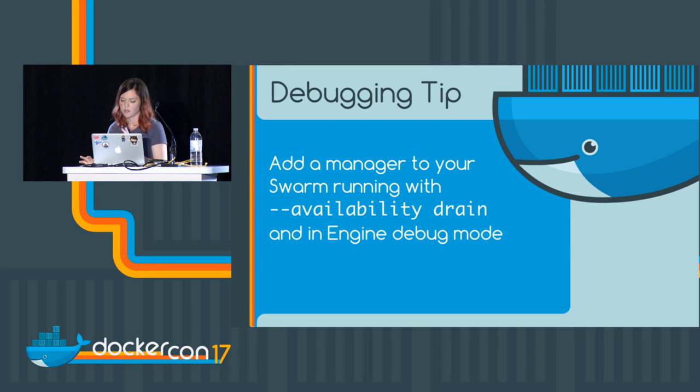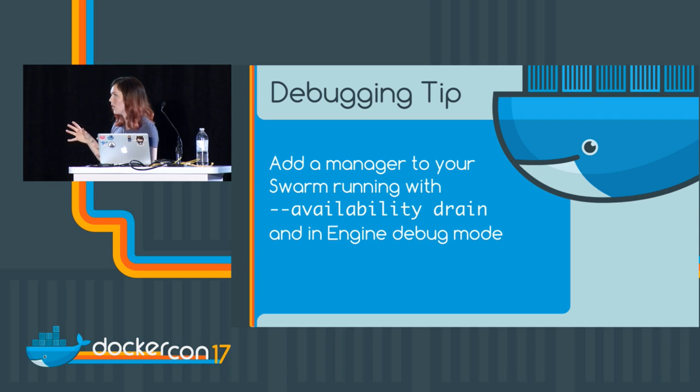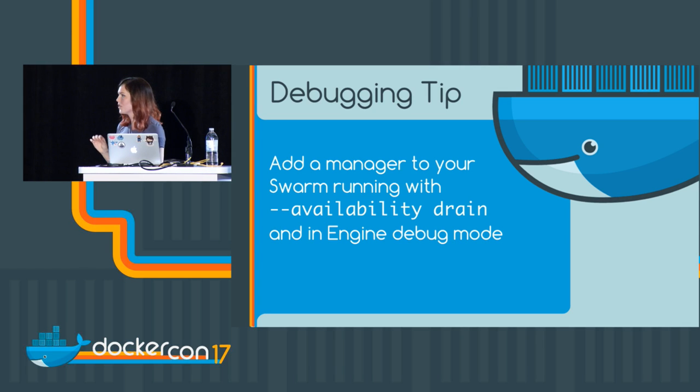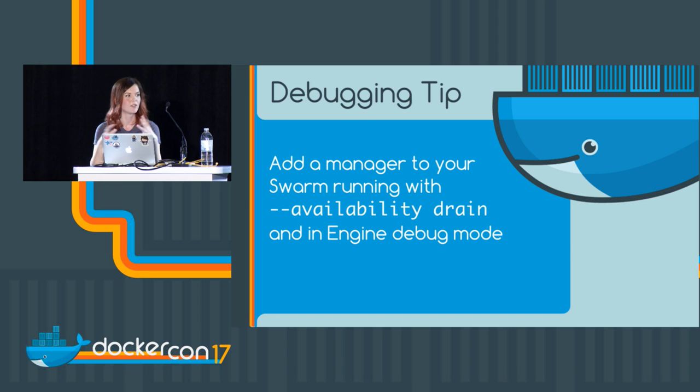Debugging tip for scheduling is add availability drain to a manager node and run that engine in debug mode. That will help you if you're confused about some of the scheduling things that are going on. Yes, adding another manager to your cluster will maybe disrupt the failure safety for maintaining quorum, but chances are if you have to run a manager in debug mode with availability drain, you probably have bigger problems. So I think it's fine just for this one case.